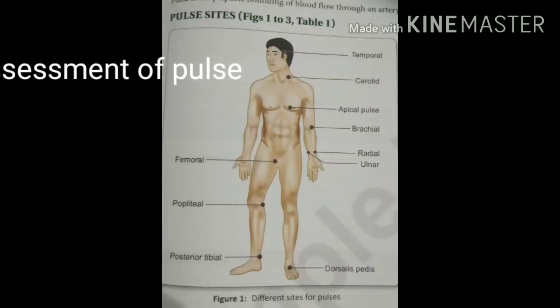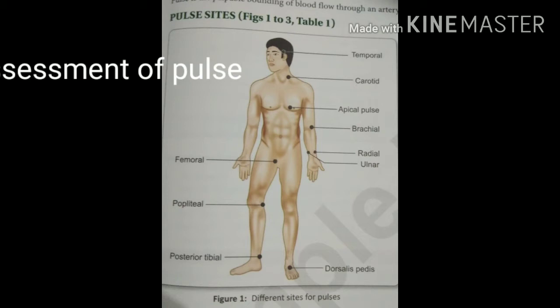Good morning, dear students. Today we have to go for the assessment of pulse. Pulse is the palpable bounding of blood flow through an artery against a bony prominence. Now, sites of pulse. Here we go for sites, location, and assessment criteria.